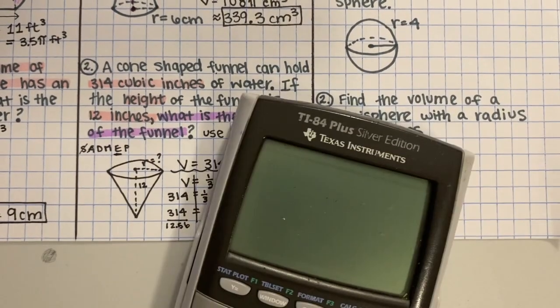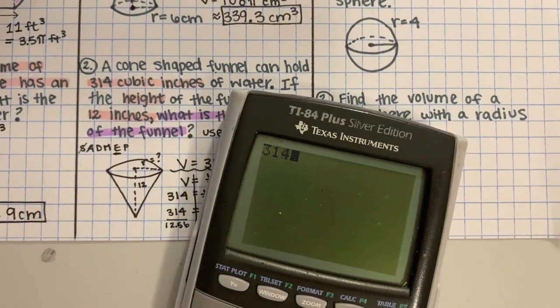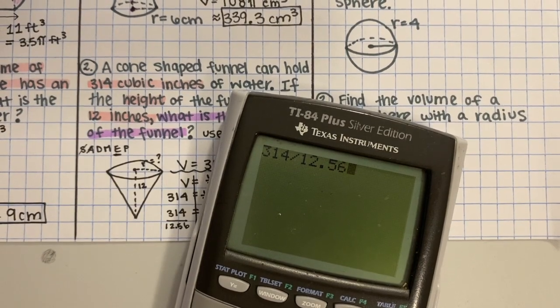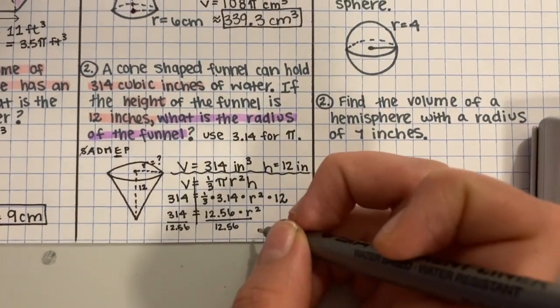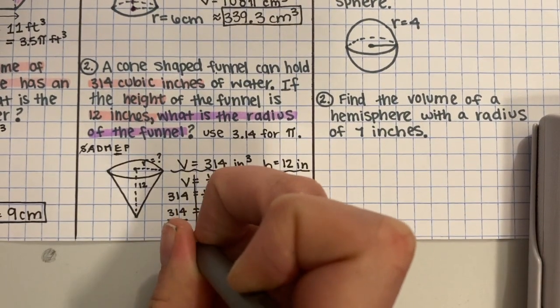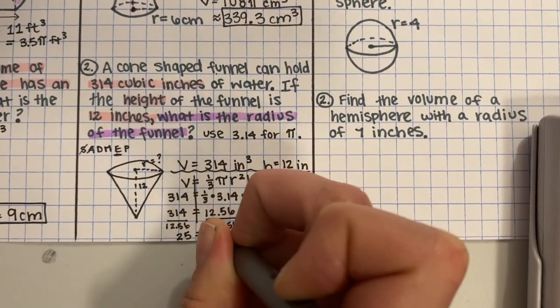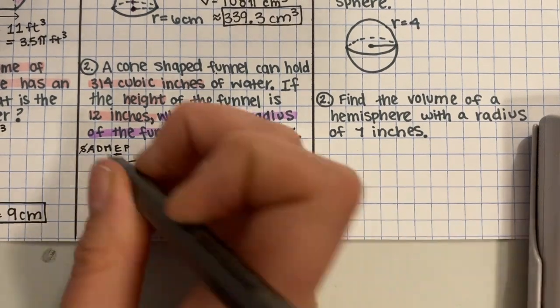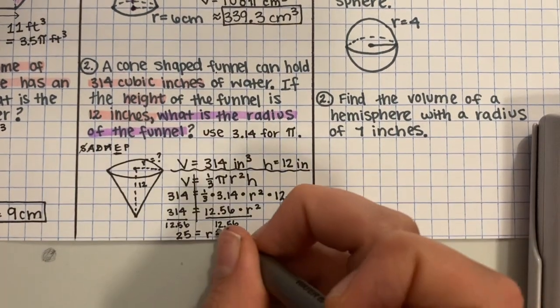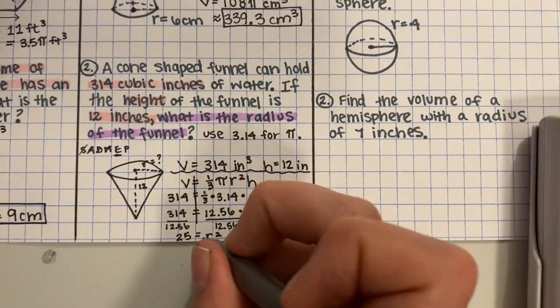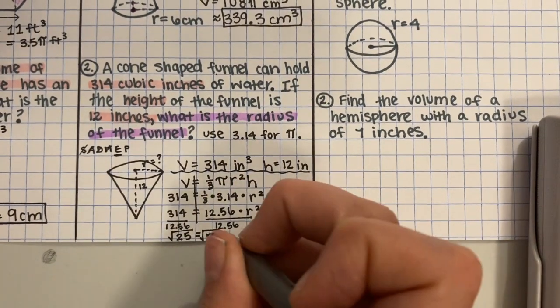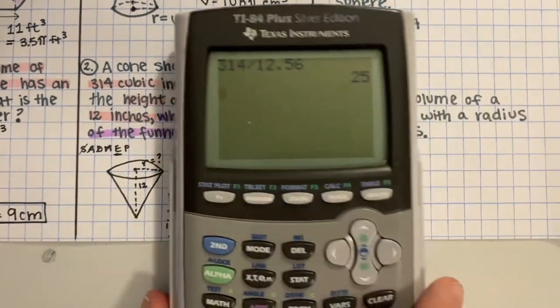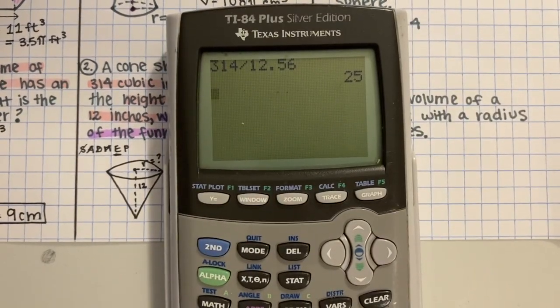So I'm going to do 314 divided by 12.56 and I get 25. Wish I had more space. 25 equals r squared. Now that I've done the multiplication and division, I'm left with just r squared. So I can take the square root of both sides to get rid of the squared because that is the inverse operation.